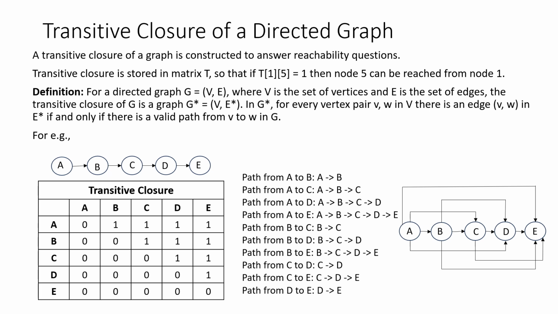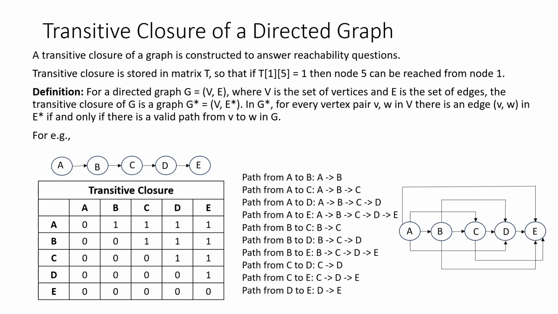Today we are going to discuss the transitive closure of a directed graph. A transitive closure of a graph is constructed to answer the reachability questions and it is stored in the form of a matrix. So if T15 is 1, then we can say that there exists a path from node 1 to node 5. It means that node 5 can be reached from the node 1.